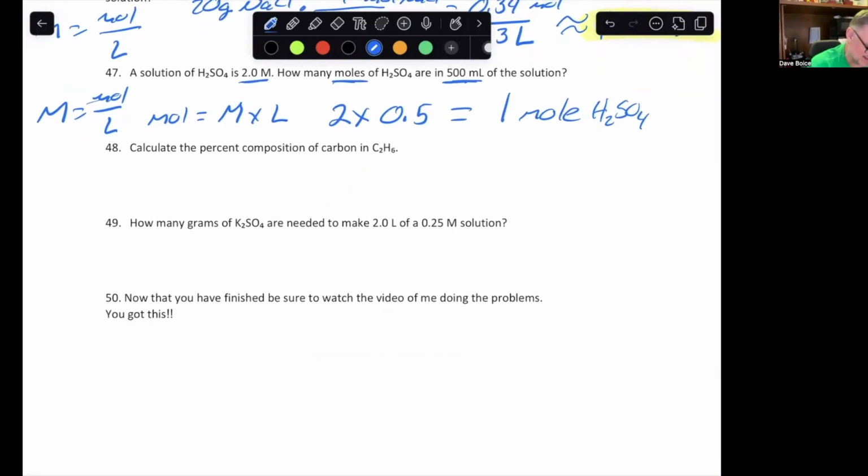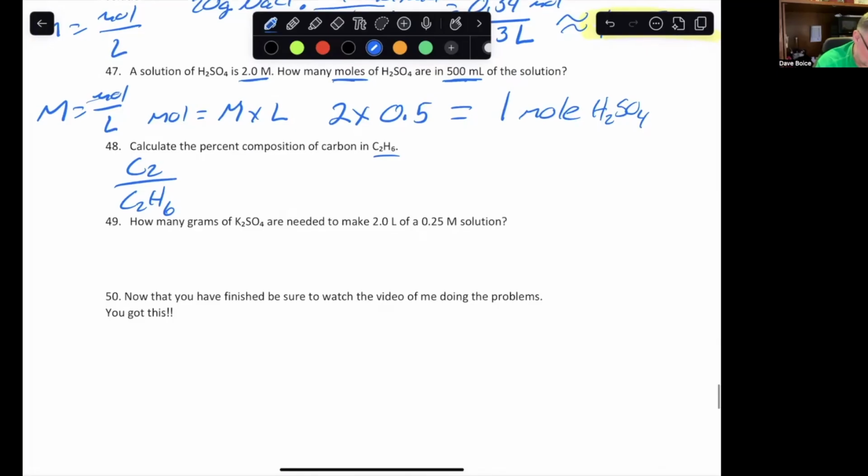Percent. Okay, I need to next year take some of these out, but all right. So let's just do it anyway. C2 divided by C2H6. All right, part over whole. So that's 24 divided by 30, which is 0.8, which is 80%. Not even going to do a round on that one.